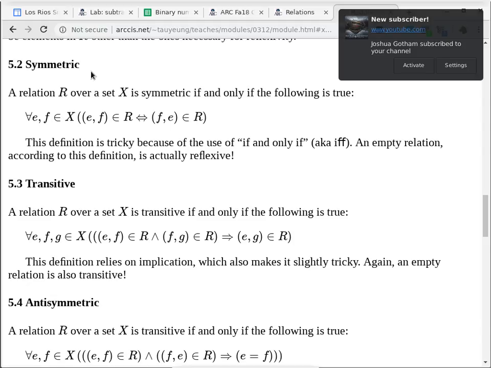Is it possible for it to be transitive and symmetric at the same time? Yes. The empty relation is like that.